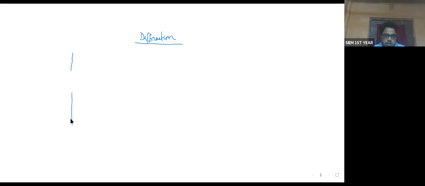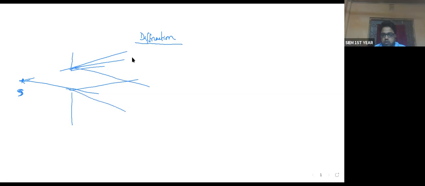This is a slit from which the light can pass. You have a source here. This is the source. The light will pass through, and when it passes the edge of an obstacle, it will bend somewhere like this. It bends, and it may bend this way also.